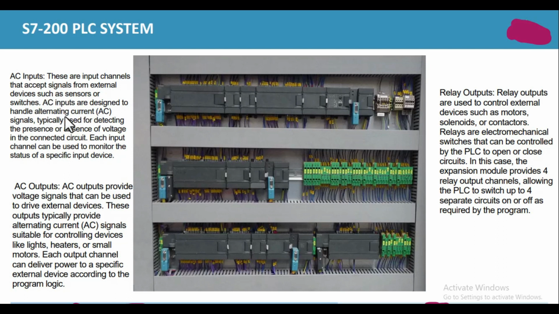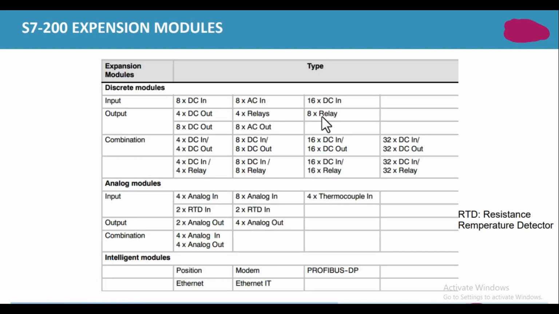AC inputs are designed to handle alternating current AC signals, typically used for detecting the presence or absence of voltage in the connected circuit. Each input channel can be used to monitor the status of a specified input device. These inputs are used to monitor the status of the input devices, input circuits in the shape of AC.